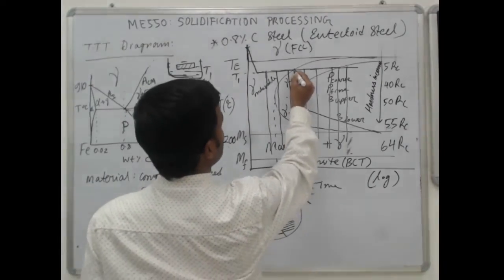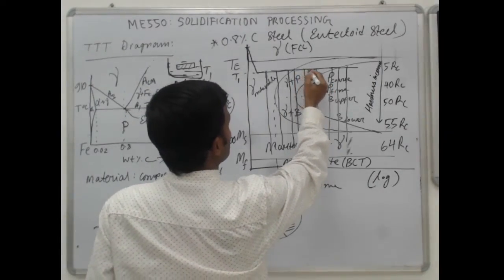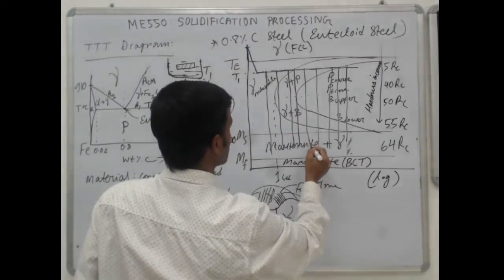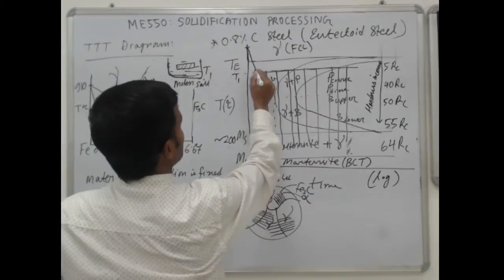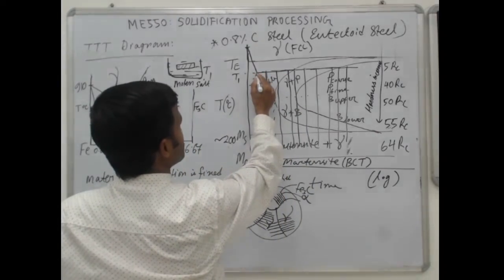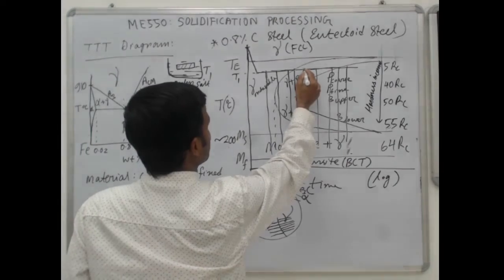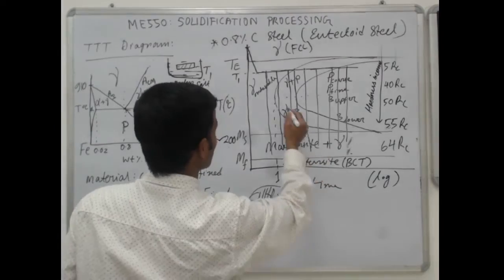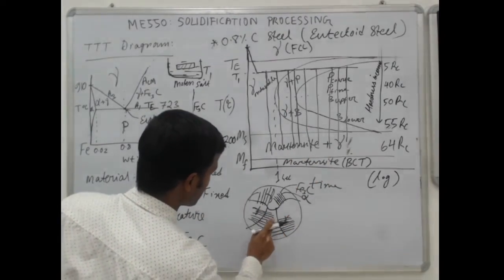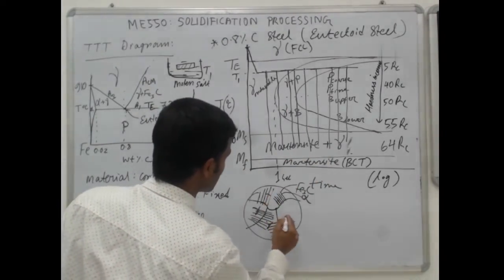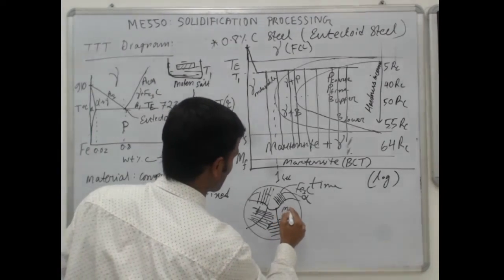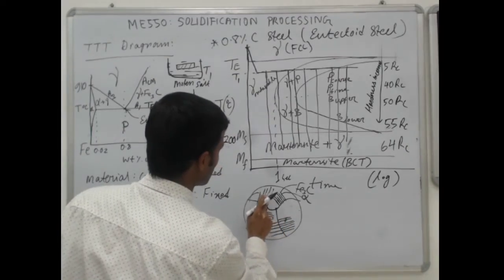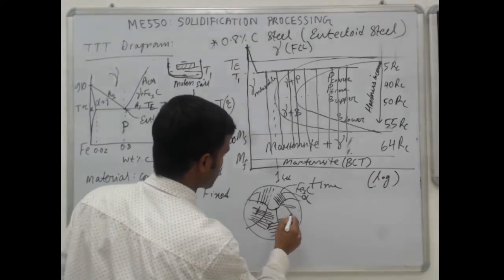So suppose you come here, you hold it for this much time and you quench it. What will happen? Here you have everything austenite. You have started forming pearlite, but when you quench it, the remaining austenite which was there earlier will become martensite, and the martensite will have a different kind of structure. Martensite will have something like this.